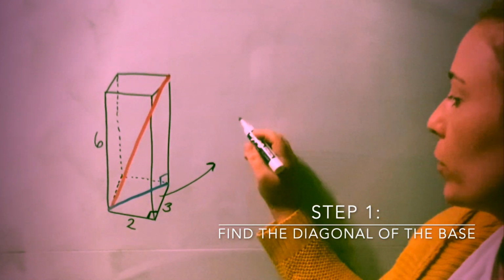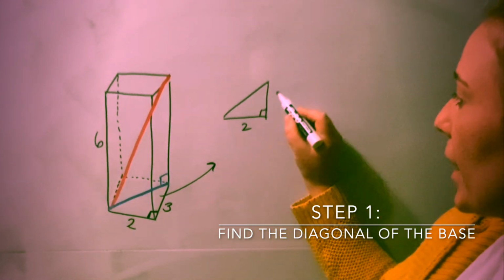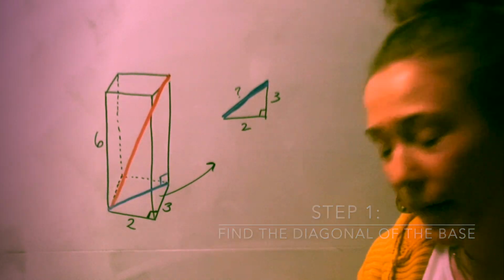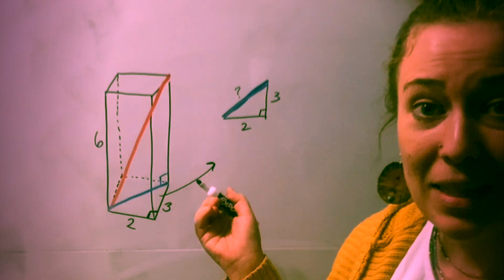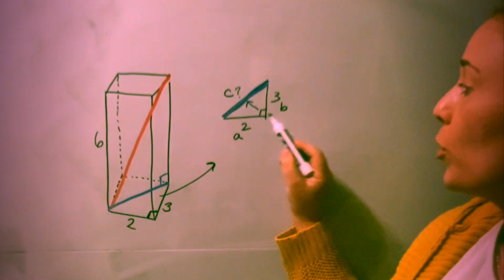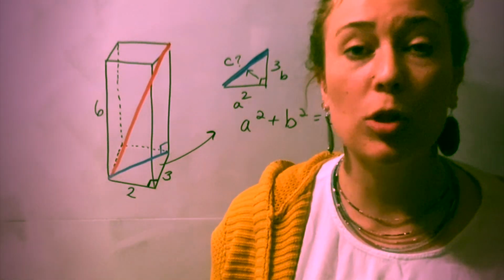So I'm gonna draw it out right here. That looks something like this, where one side is 2 and one side is 3. What is the blue diagonal? Let's go ahead and find out. First thing, label your sides A, B, and C. Remember, C, the hypotenuse, is always directly opposite from the right angle. Go ahead and apply your formula. You've done this multiple times, so we're just gonna go through this quickly.